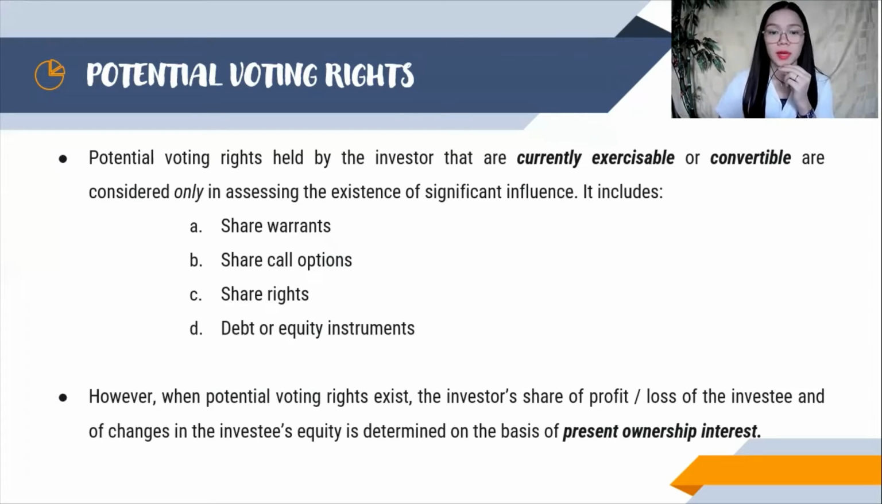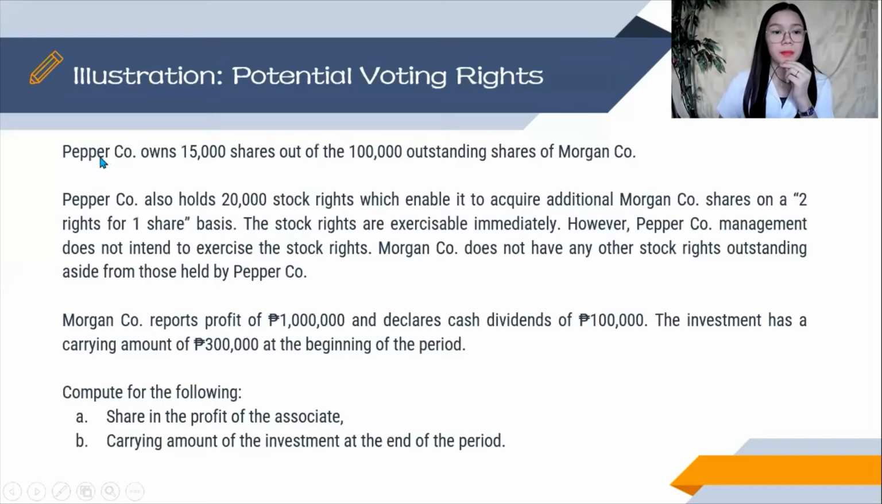So para mas lalo po natin maintindihan, may pinrepare po akong sample illustration. So Pepper Company owns 15,000 shares out of the 100,000 outstanding shares of Morgan Company. Pepper Company also holds 20,000 stock rights, which enable it to acquire additional Morgan Company shares on a 2 rights for 1 share basis. These stock rights are exercisable immediately. However, Pepper Company management does not intend to exercise the stock right. Morgan Company does not have any stock rights outstanding aside from those held by Pepper Company.